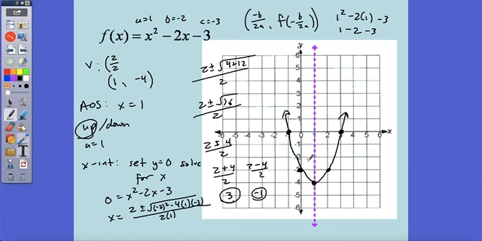Remember, always 5 points. That concludes our lesson on lesson 2.2.